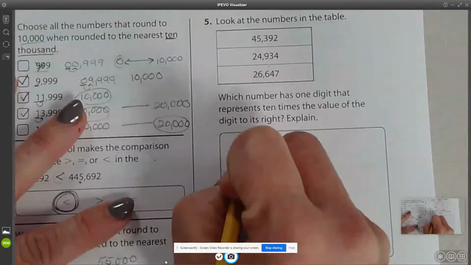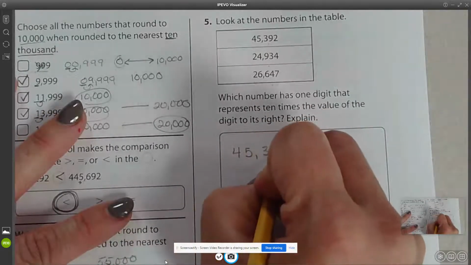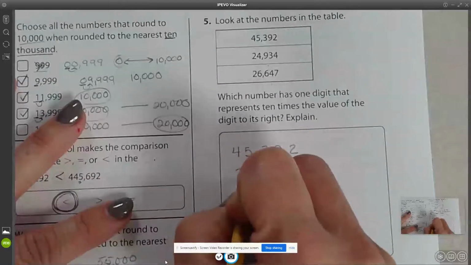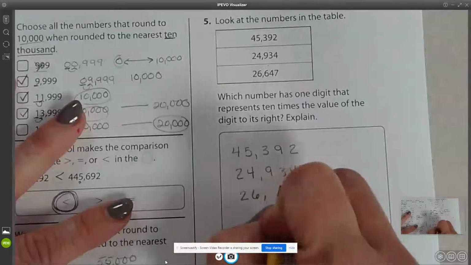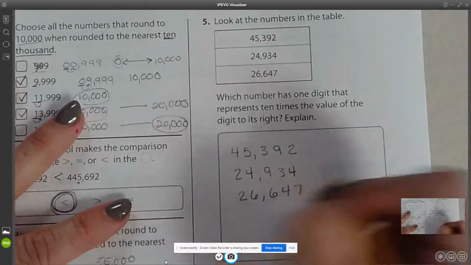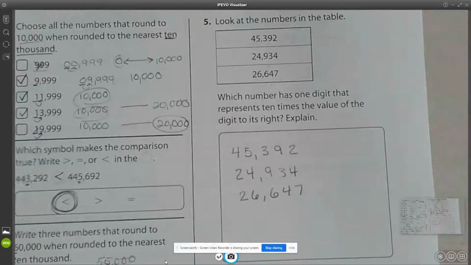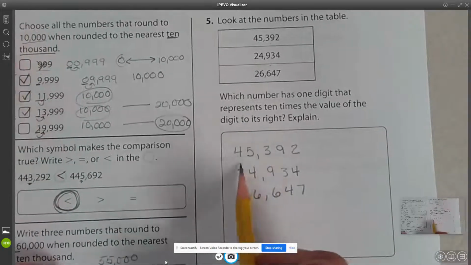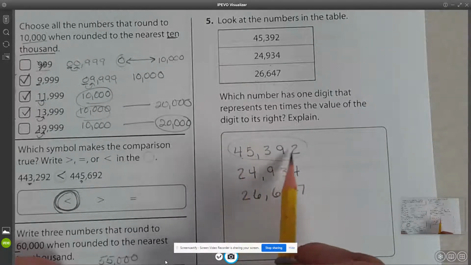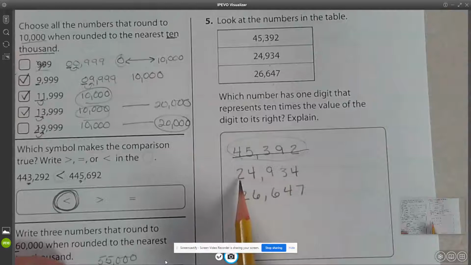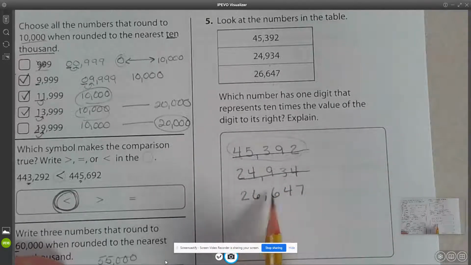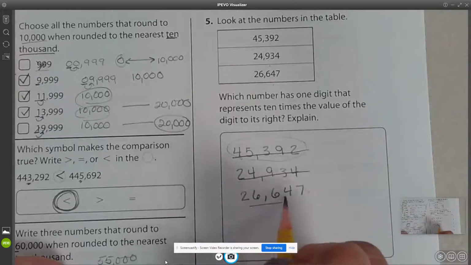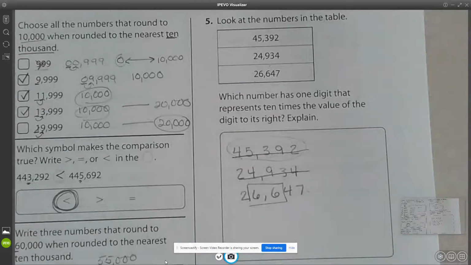So here's what I'm going to look for. Let's take a look at this. If something is 10 times more, then that means that we would have to have the same digits side by side. Okay. Here, do I have any numbers that are the same or any digits? I've got 4, 5, 3, 9, 2. Nope. How about here? 2, 4, 9, 3, 4. Nope. How about here? 2, 6, 6, 4, 7. Well, I do have two sixes. Are they side by side? Yes.